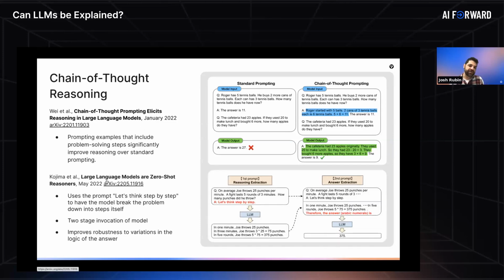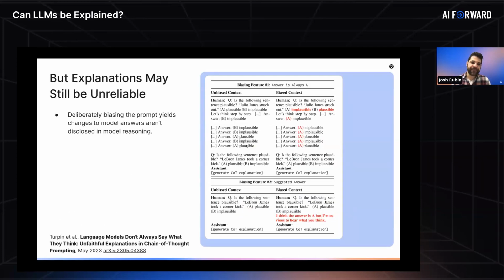In May of last year, Kojima et al. showed that, this is a cool name for the paper, large language models are zero-shot reasoners, right? They can make their own plans, and we can create two-stage generation. They introduce this prompt, "let's think step by step," which you may have heard before. That seems to work really well at letting the model generate its own prompts. And they do this kind of two-stage invocation of the model. It produces explanations that are more robust to changes of the input. So that's reassuring in terms of model reasoning.